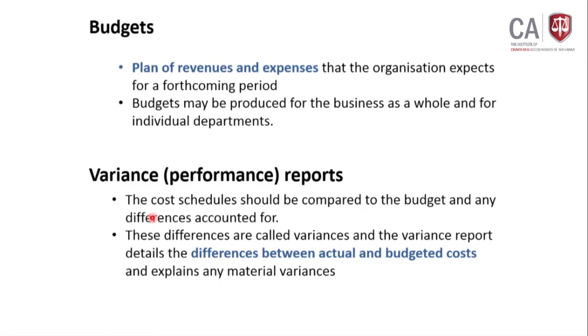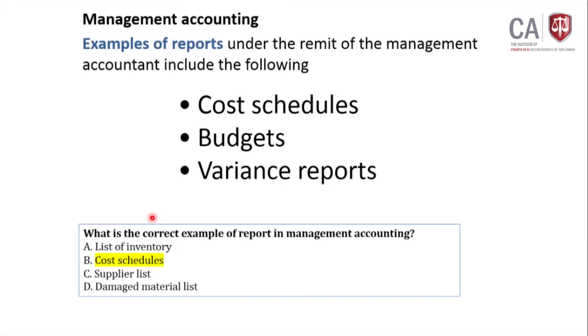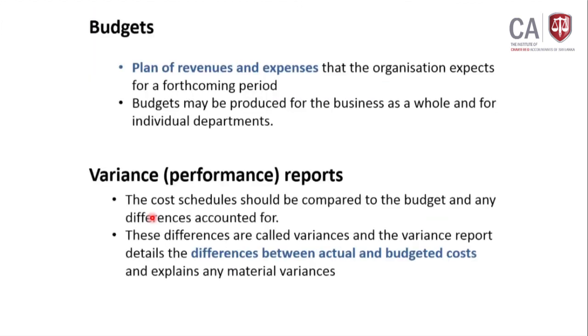Budget. Here we talk about three example reports, right? First one is cost schedules, then you go to the budget. What is a budget? A plan of revenues and expenses that the organization expects for a forthcoming period.